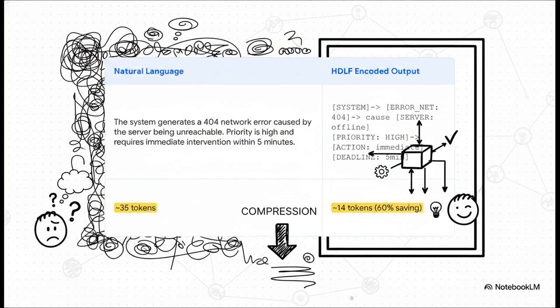Now this slide just puts it all together beautifully. On the left, you've got a typical sentence from a tech log. It's around 35 tokens. On the right, you have its HDLF equivalent. Just look at it. All the noise is just gone. What's left is pure logic. System causes error. Priority demands action. And the result? We go from 35 tokens down to just 14. That's a 60% saving with absolutely 0 loss of critical information. The deadline, the error code, the priority level, it's all perfectly preserved.